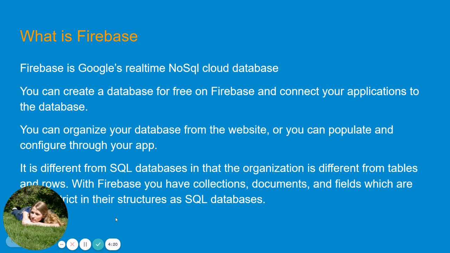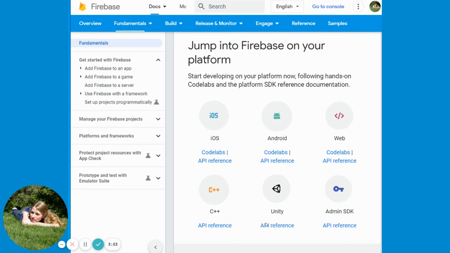It's different from SQL databases in that the organization isn't tables and rows and columns. With Firebase, you have collections, documents, and fields, which are not as strict as SQL databases. So if you had a piece of data that you wanted to leave out of a certain row, there's no problem. It gives you a lot of flexibility to create your database how you need it for your app.